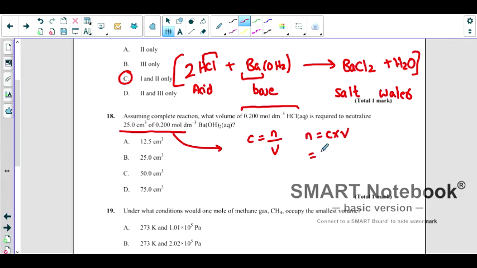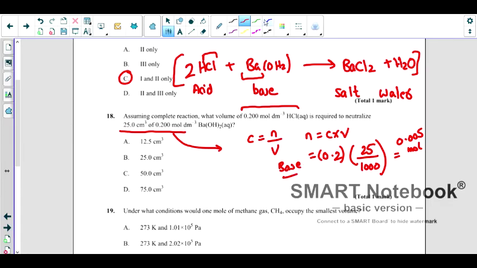Now the concentration is 0.2. How much is the volume? It is 25 centimeter cube, so you have to divide it by 1000 to get the decimeter cube value. Let me just check, it is 0.2 into 25 divided by 1000. You will get around 0.005 mole. This is the amount of base.